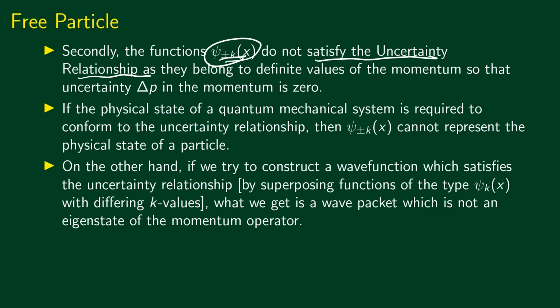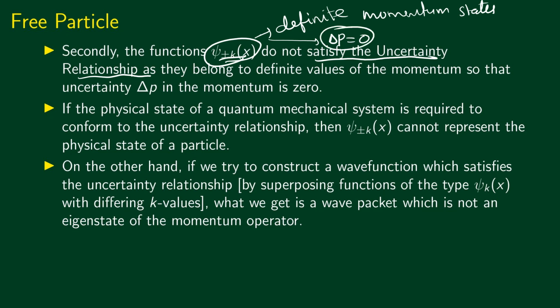Because these wave functions are definite momentum states. We saw that these are momentum eigenfunctions. So in these states, in psi plus and psi minus, the uncertainty in momentum is 0 because these are the momentum eigenstates. Obviously, momentum eigenstates are states with a definite value for the momentum, which means that the uncertainty is 0. You could also try calculating and see that the uncertainty is actually equal to 0.